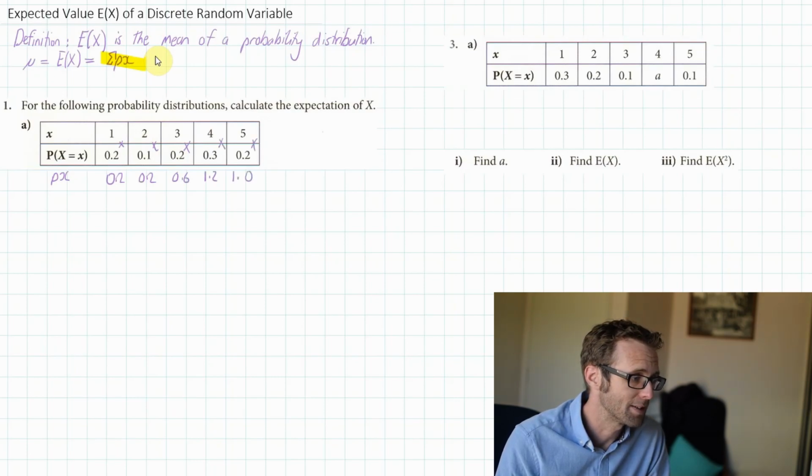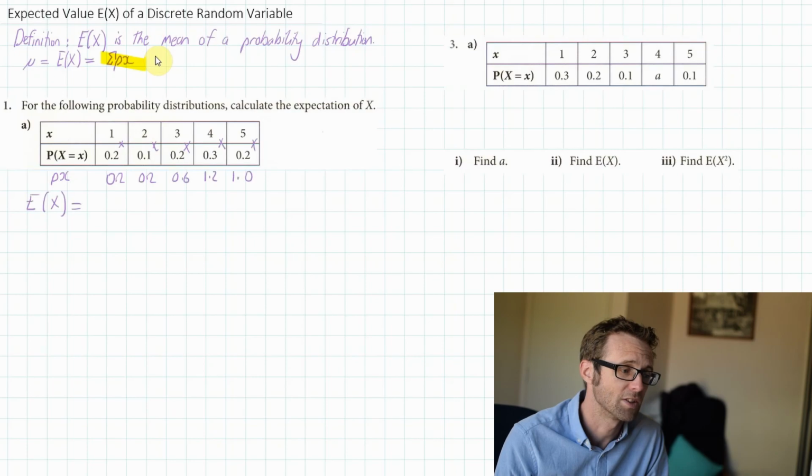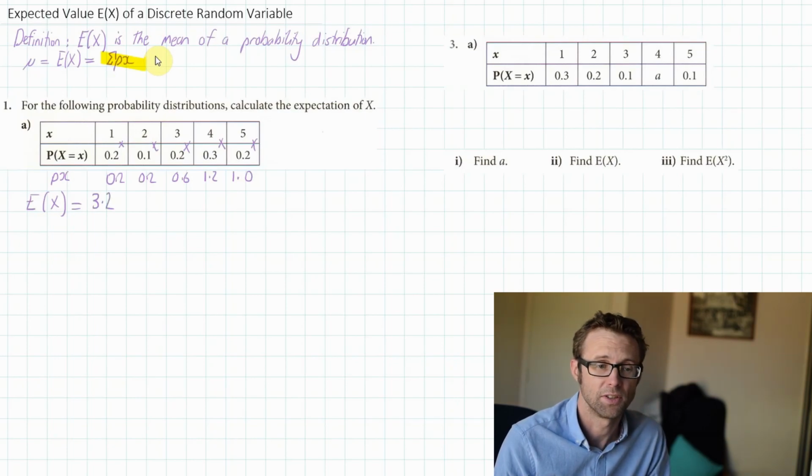So E(X), in this case, the expected value, or the mean of the probability distribution, is going to be the sum of this. So 0.2 plus 0.2 is 0.4, plus 0.6 is 1, plus 1.2 is 2.2. So our expected value is going to be 3.2. So far, so easy. Let's move on to question 3a.